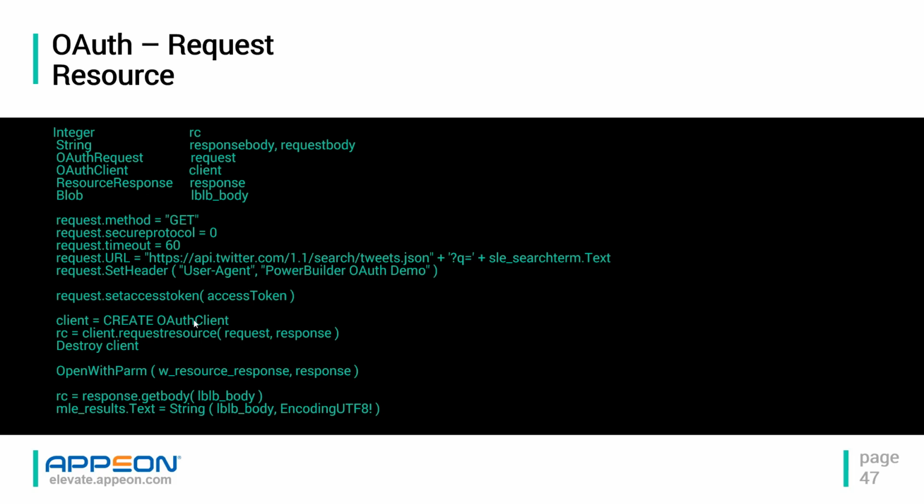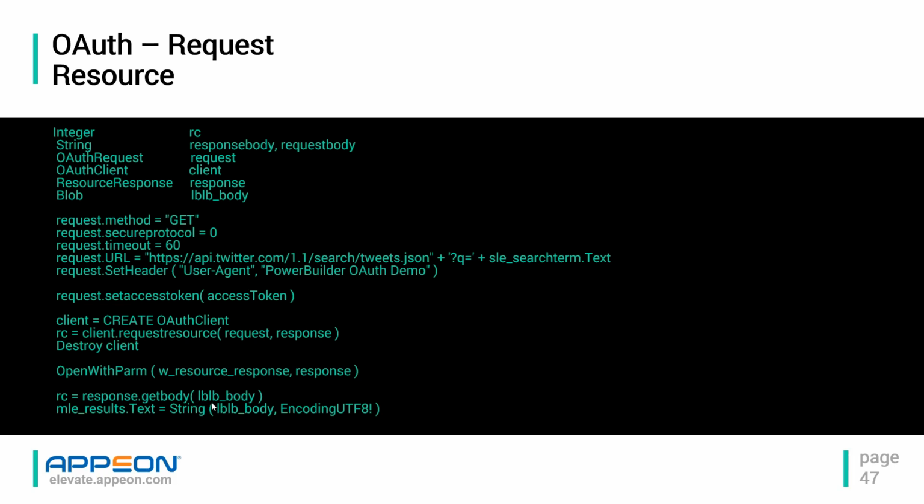I create the OAuth client again. I do a request resource. Once again, I'm taking this request, which I've populated here, and sending that in, but my response is just declared. I didn't create anything, didn't set anything. That's going to get passed back to me by reference. And then I'm going to take that response, and I've created a window that just shows what the raw response is going to look like, once again, for demonstration purposes.